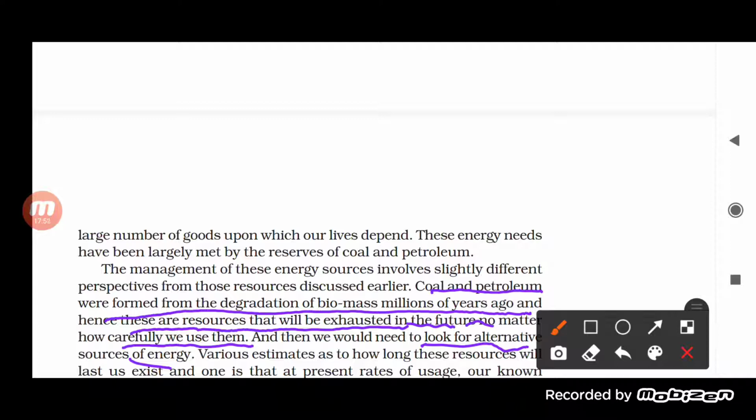So their consumption is much more than their formation, and obviously that means they will get exhausted in future. It is because of that it is really important that we look for alternative sources of energy.